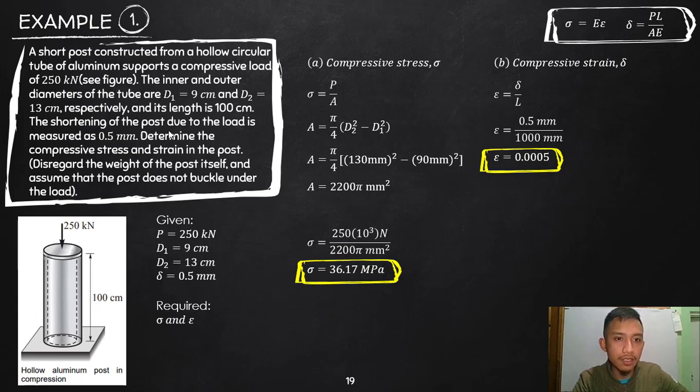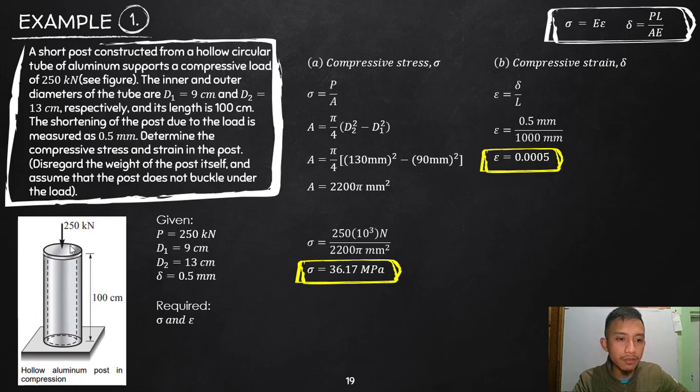The shortening of the post due to the load is measured to be 0.5 mm. Look at that, 0.5 millimeter compared to 1 meter or 100 centimeters. That is very, very small, so the deformations are very, very small. If you try to notice that, it is not visible to the human eye. So determine the compressive stress and strain in the post. Disregard the weight of the post itself, and assume that the post does not buckle under the load.